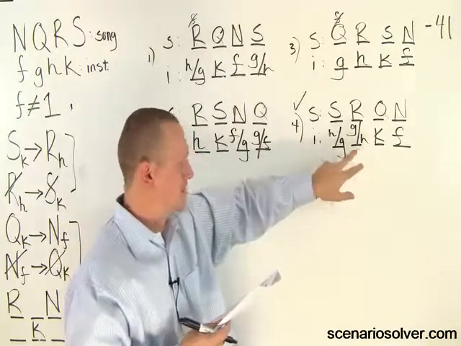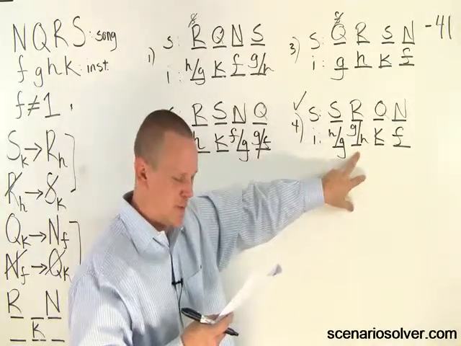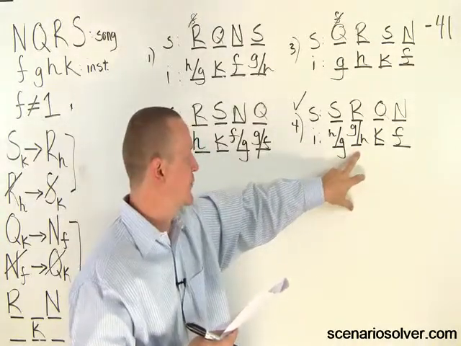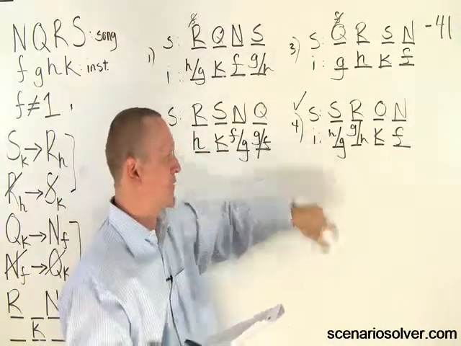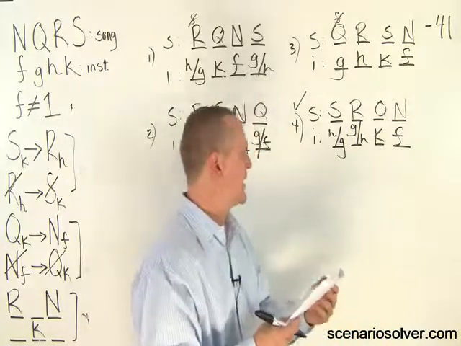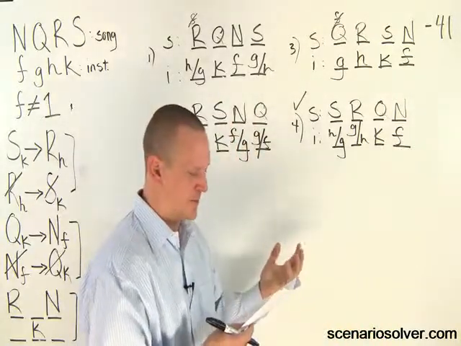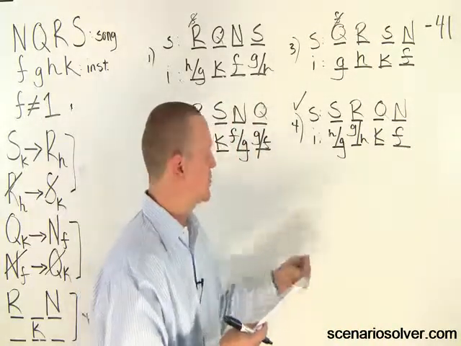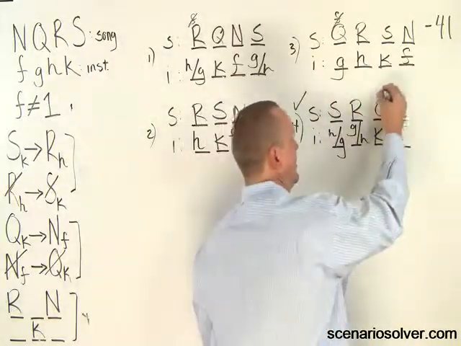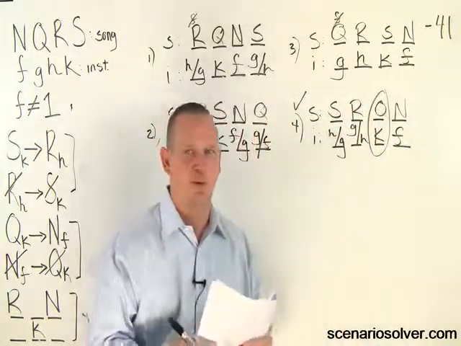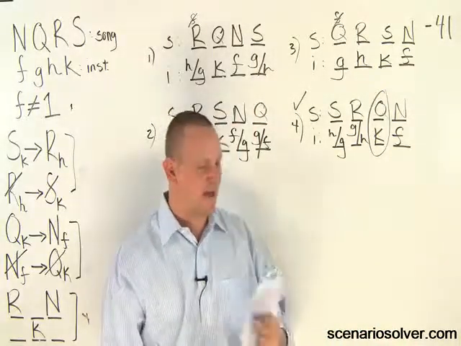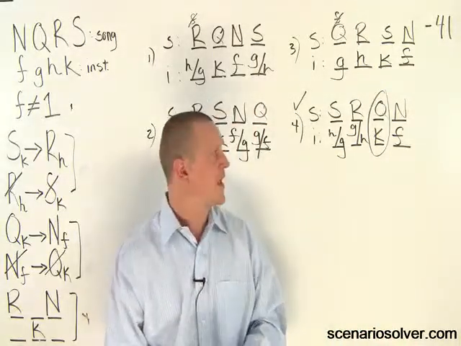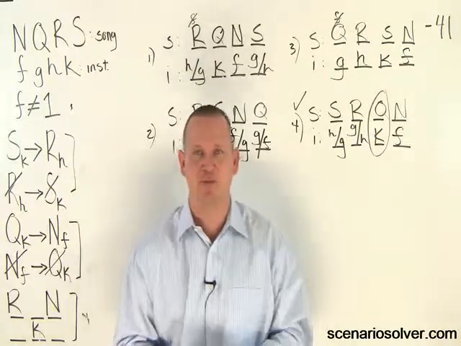C, R is performed on the guitar. That could be true right here. D, S is performed on the guitar. That could be true, and E, S is performed on the harmonica. That could also be true. So A, the postulation that Q is performed on G can never be true because Q has to be performed on K. So we know, again, the answer to the question is A. Okay, that concludes LSAT 41 Logic Game 2.